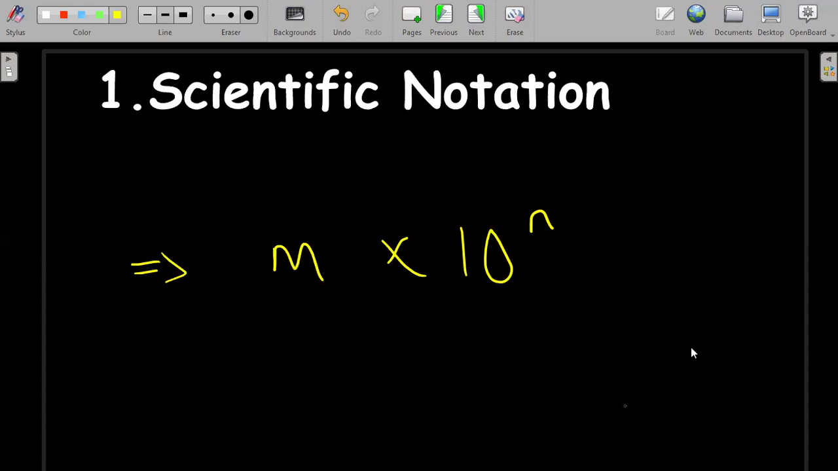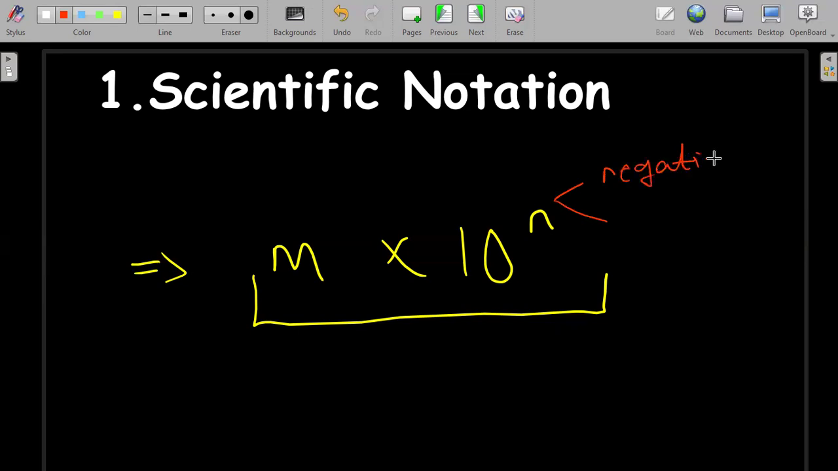All right, so I was saying scientific notation is simply expressing any number that you've been given in this form, where you have m multiplied by 10 to the power n. This n here can be a negative power, or it can be a positive power.